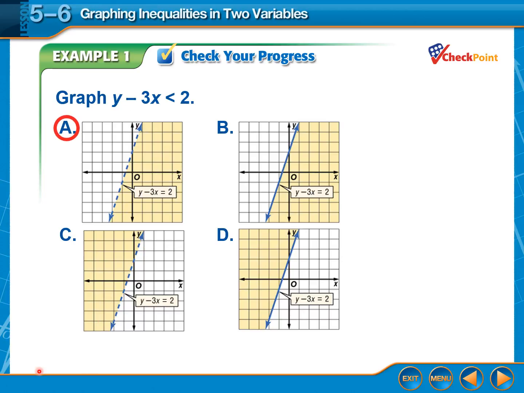Okay, so the correct answer was A, and I'm just going to quickly go through and show you how we got A. If we start with our inequality, y minus 3x is less than 2, the first thing we need to do is rewrite it so that it's y equals mx plus b, because that allows me to graph my boundary line.